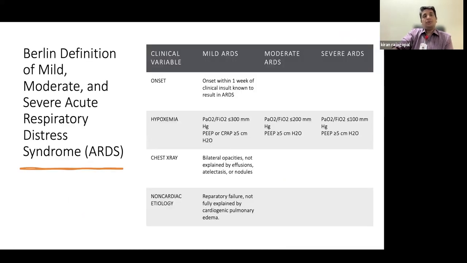Now, based on the PF ratio, we can classify ARDS into mild, moderate, and severe. So anything with a PF ratio less than 300, at a PEEP of more than or equal to 5, that is very important, at a PEEP of more than or equal to 5, we call it ARDS. Anything from 201 to 300 is mild ARDS. If the PF ratio is between 101 to 200, it is moderate ARDS. And if it is less than 100, we call it severe ARDS.